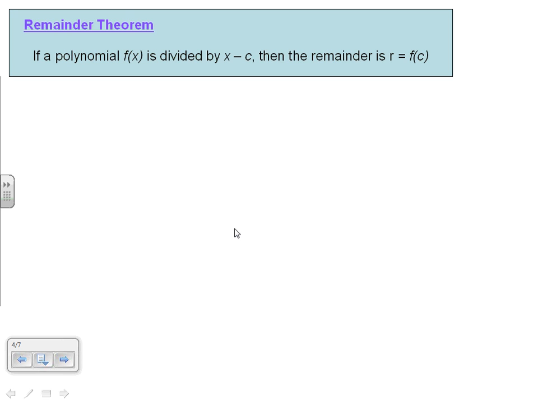But the idea is this: if we divide a polynomial f of x by x minus c, and I know this is kind of abstract here, but the important part is whatever you get for the remainder, that's the value of the function. That's your output. And we've actually been doing that. I just haven't called it the remainder theorem to you guys. So again, in other words, the remainder is equal to the value of the function.